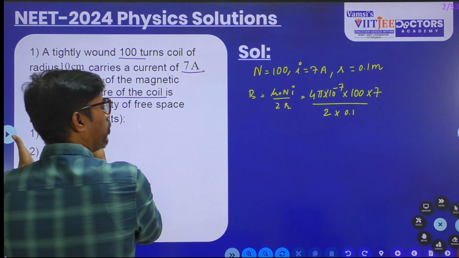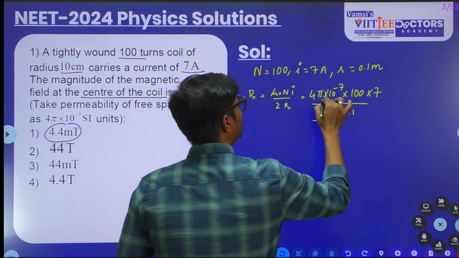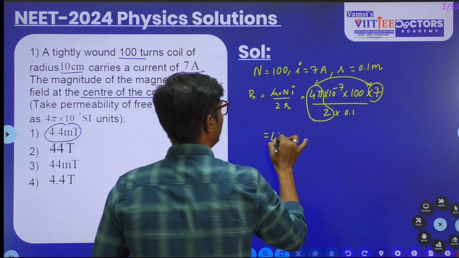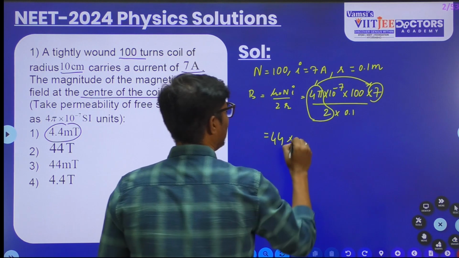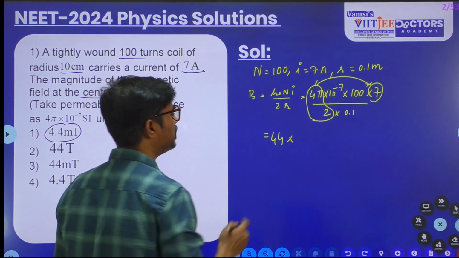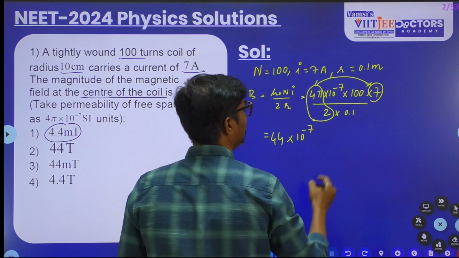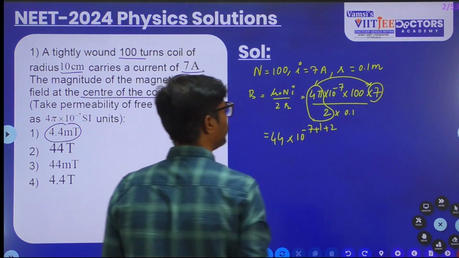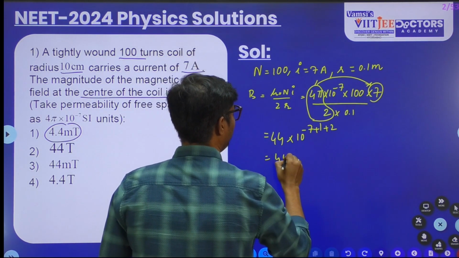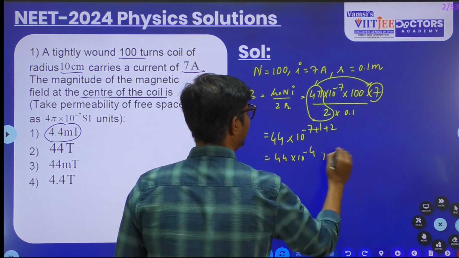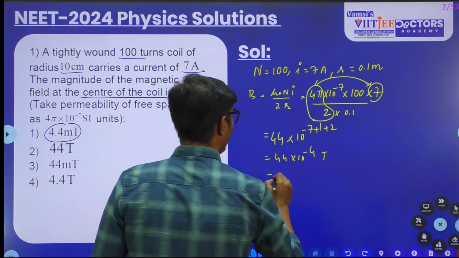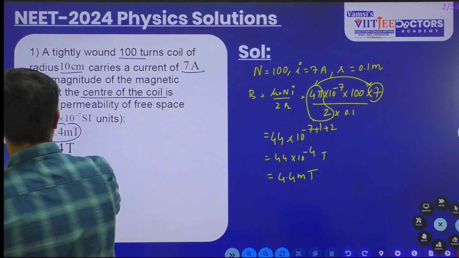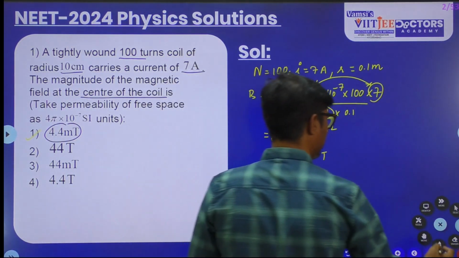Of course, they had given for 4.4, right? So this multiplied by 7 together, you can write it as 44 by looking at the options. And then the remaining things will be just 10 powers. You have 10 power minus 7. So 10 power minus 7 will go up, it becomes plus 1 and then plus 2. So you're going to have 44 into 10 power minus 4 Tesla. Millitesla, if you go for, it will be 4.4 millitesla. So that's the answer. 4.4 millitesla is the answer. Let's go on to the question.